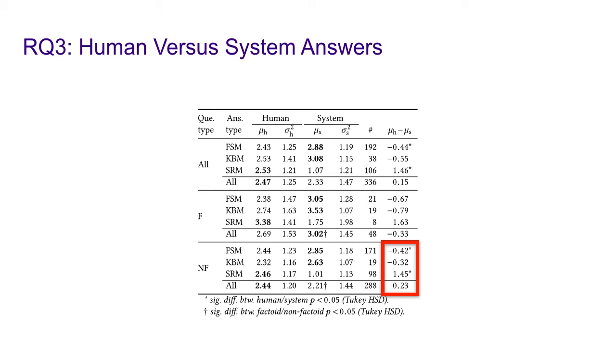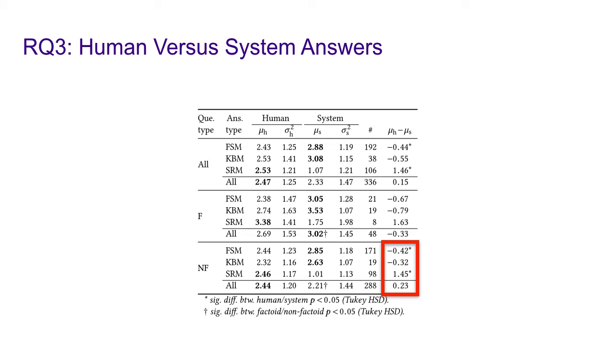In the third research question, we compare human and system answers. The first column shows the question type where F and NF stand for factoid and non-factoid questions, respectively. The second column shows the source module for the search snippets we are comparing with human answers. These are FSM, KBM, and SRM, which stand for the featured snippet module, knowledge base module, and search result module.